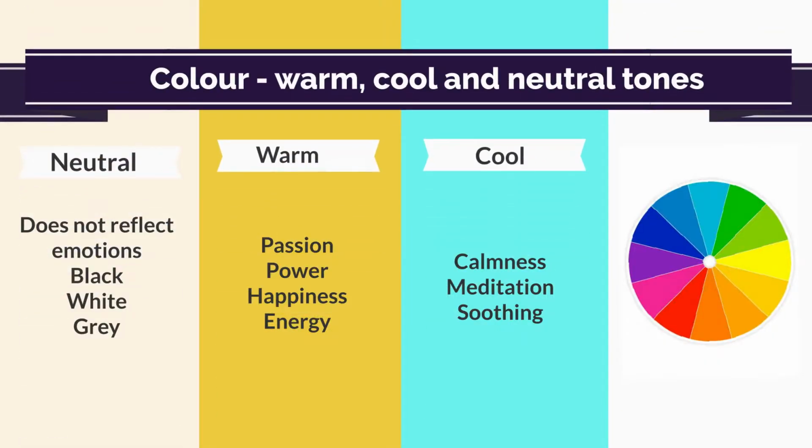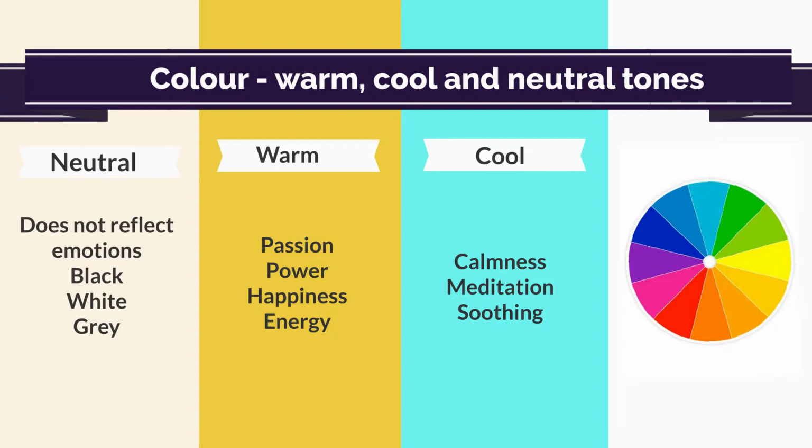The colour wheel: warm colours, cool colours and neutral colours. Warm colours. These colours are located on the half of the colour wheel that indicates yellow, orange and red. These colours are said to reflect feelings such as passion, power, happiness and energy.